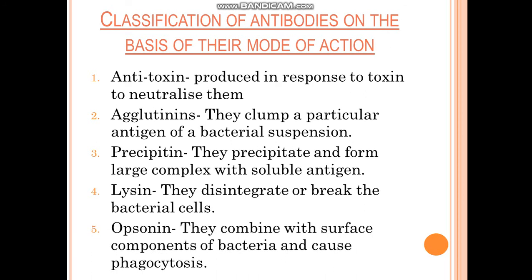The last one is opsonin. Opsonin combines with the surface components of the bacteria and phagocytosis occurs. They engulf the whole bacteria inside. So these are the 5 modes of action.